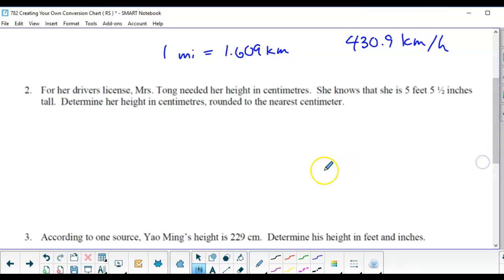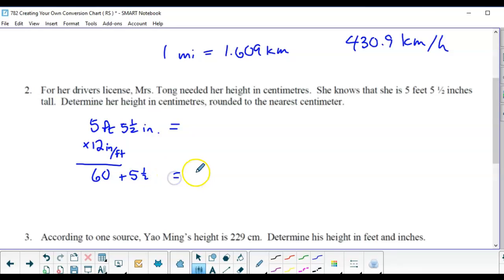In any case, driver's license, Mrs. Tong needs her height in centimeters. She knows that she's 5 foot 5.5 inches. Determine her height in centimeters. So 5 feet 5.5 inches. Okay, best to convert that all to inches. So remember, we multiply that by 12 inches in a foot. So that's going to be 60 plus the 5.5 would be 65.5 inches.